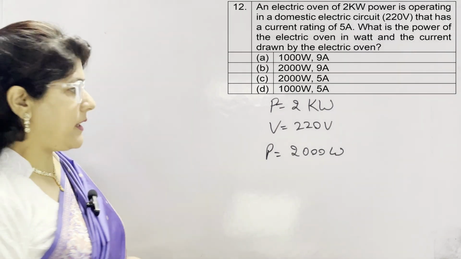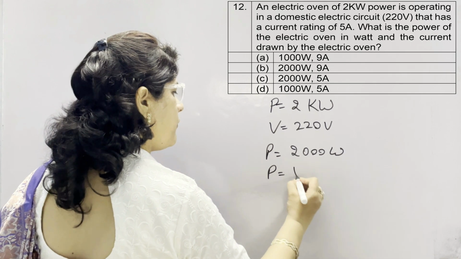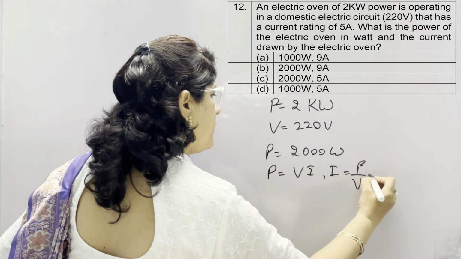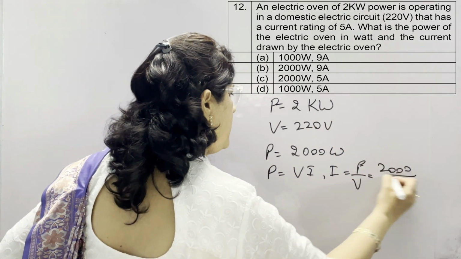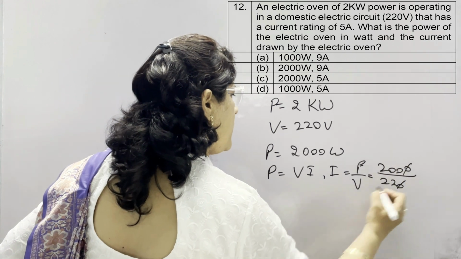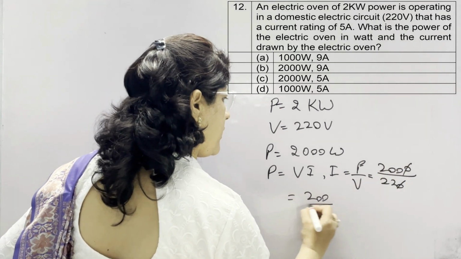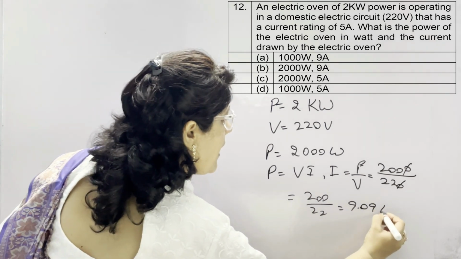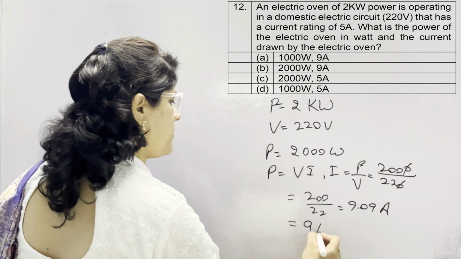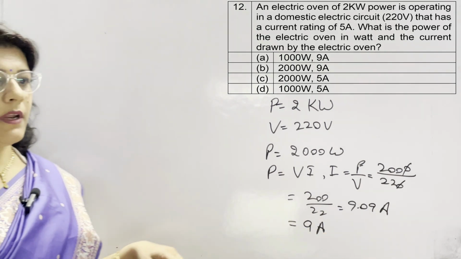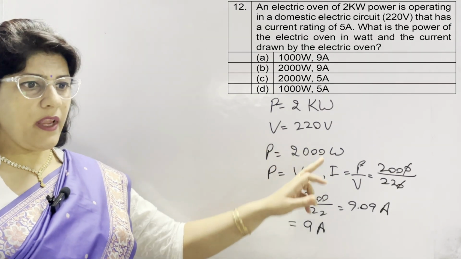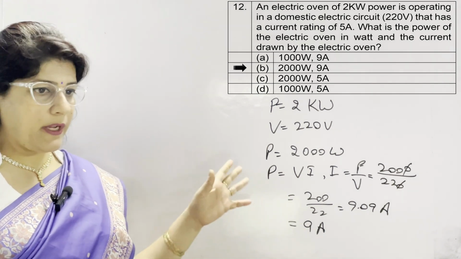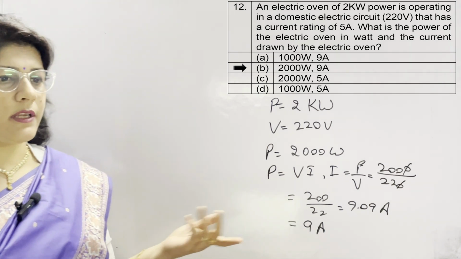Then the current drawn by the electric oven. P is equal to VI, so I is equal to P upon V. What is the value of P? It is 2000 divided by V, which is 220. After cancellation, 200 upon 22, 9.09 ampere is the current drawn. You can take it as approximately 9 ampere. Options given here are 1000 watt and then 9 ampere. The second option is 2000 watt and then 9 ampere, which is our correct option number B. Other options C and D are incorrect.